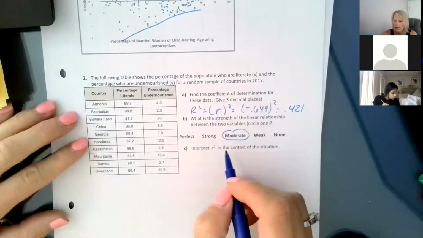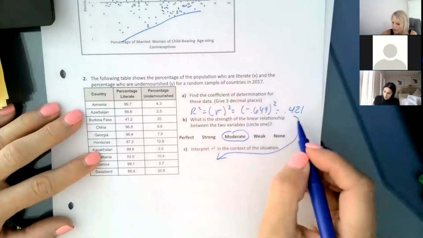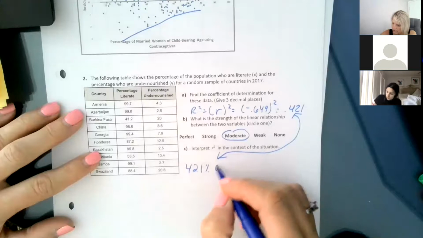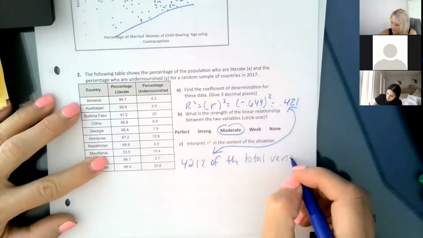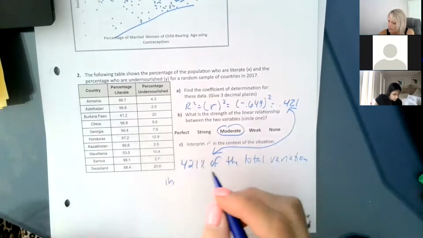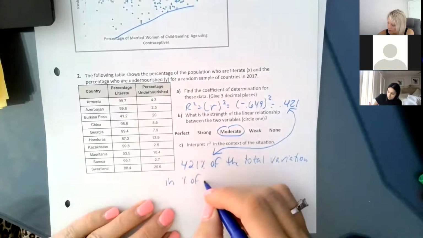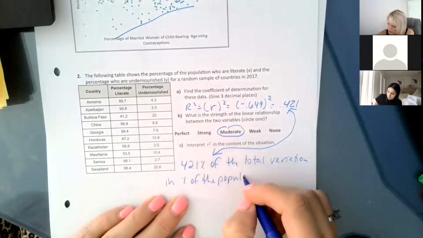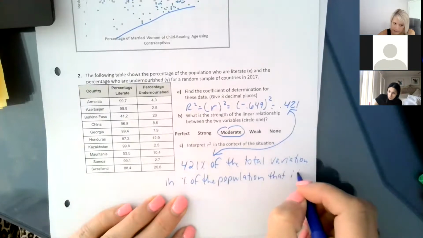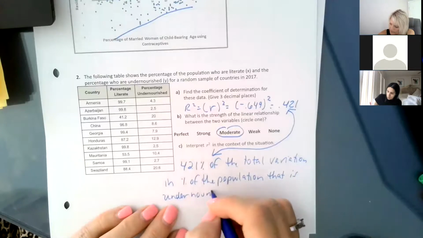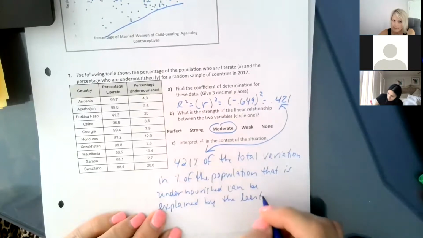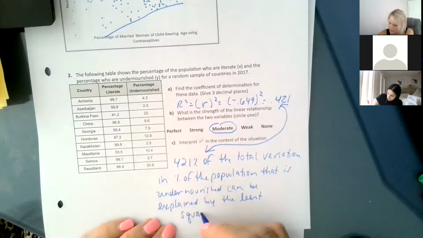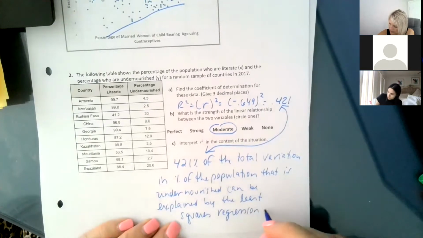And they want us to interpret the R squared. So we're interpreting that number right there, 0.421, which is 42.1% of the total variation in the percentage of the population that is undernourished can be explained by the least squares regression line.